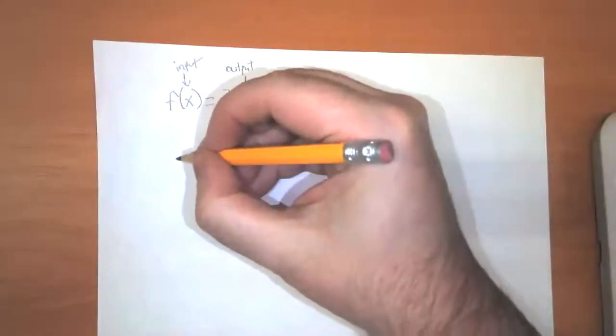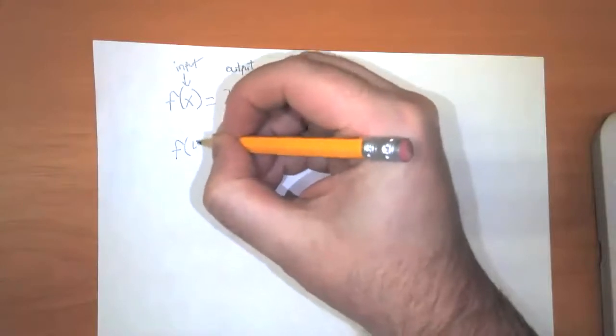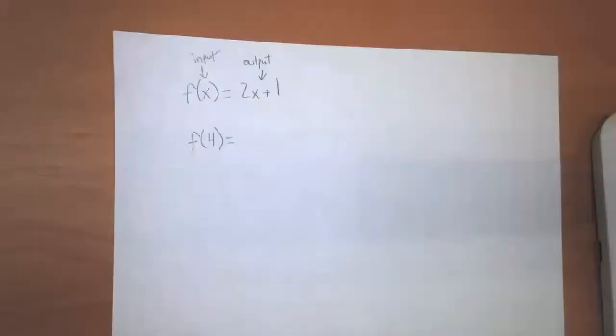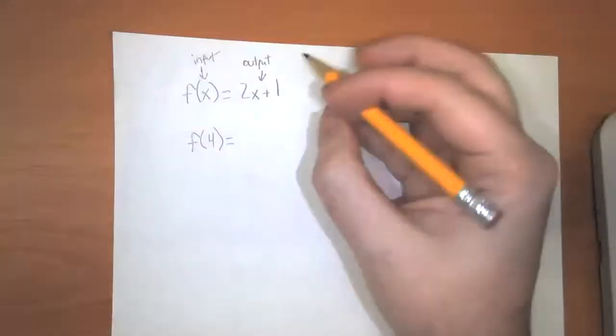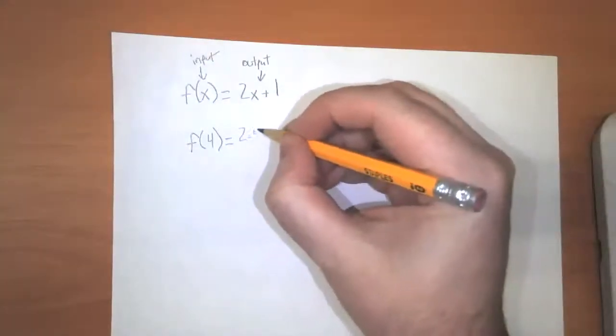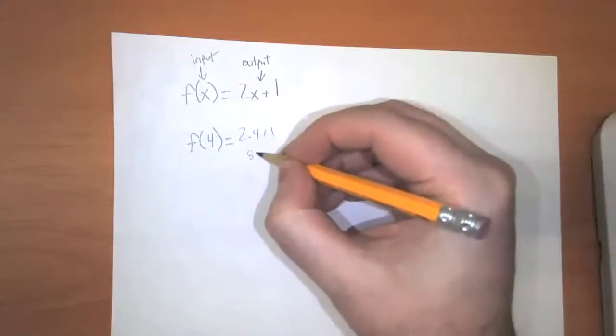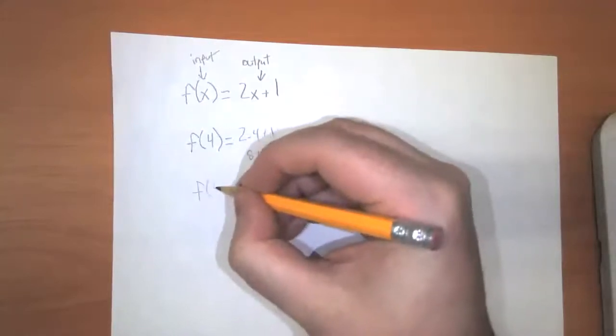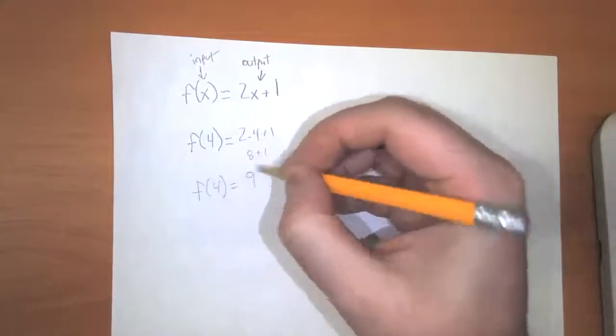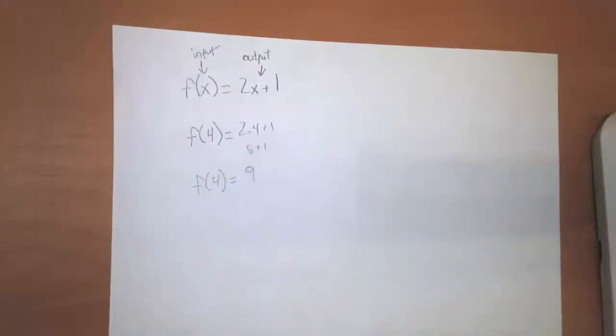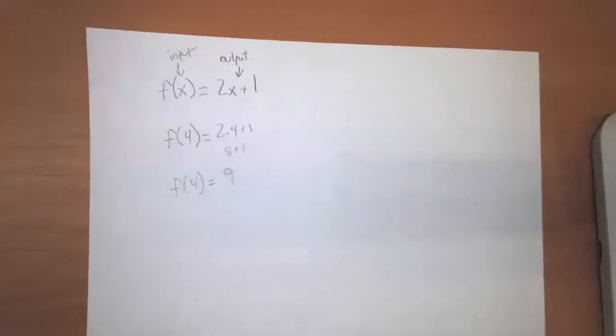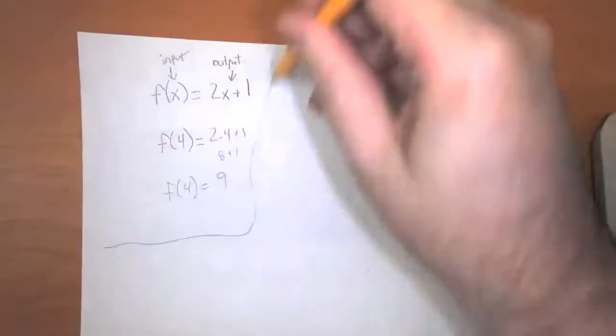So for instance, if I said, what is f of 4? What would you say? Well, you substitute 4 in for this expression and you get 2 times 4 plus 1, which is 8 plus 1. So f of 4 is equal to 9. Okay, hopefully that was pretty obvious.